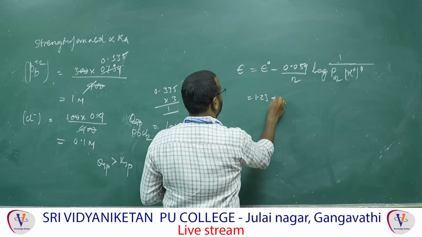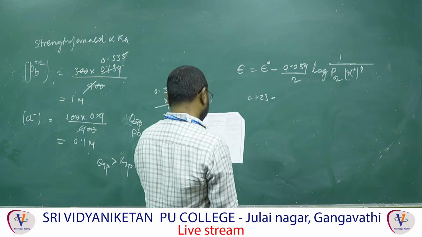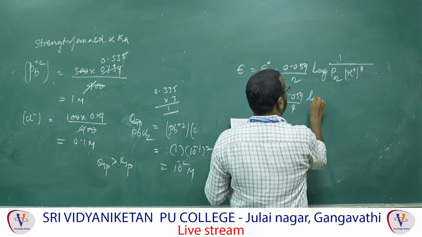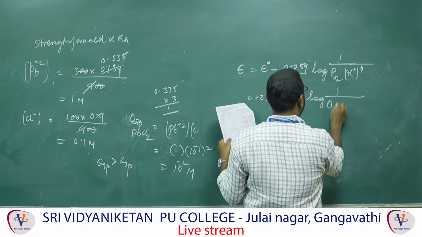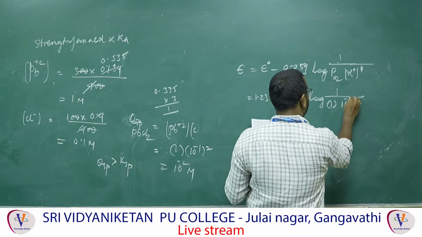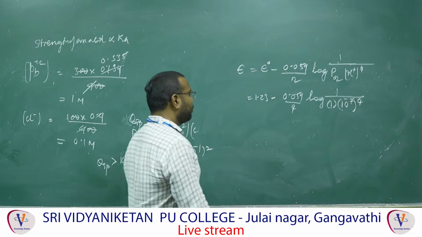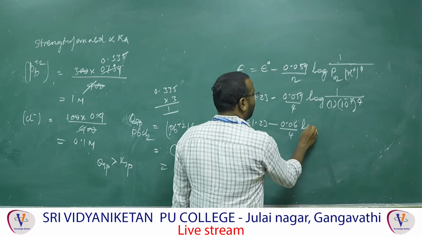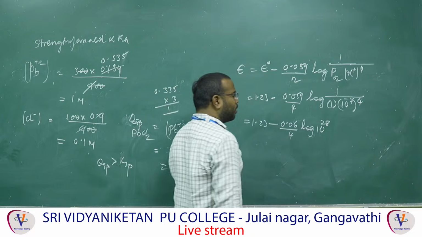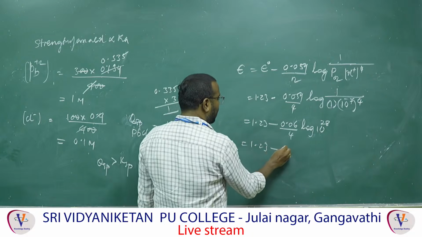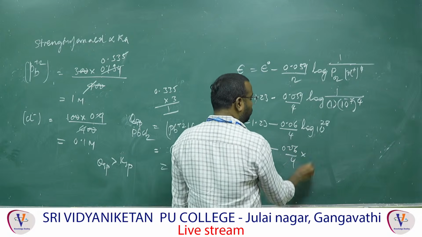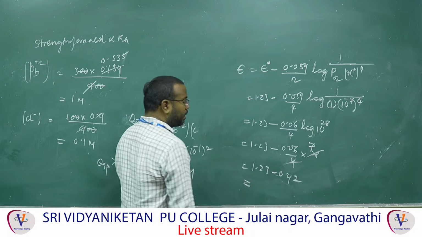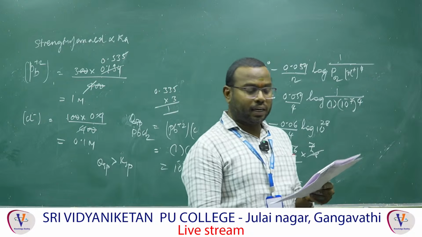The E naught value is 1.23 minus 0.059, there are 4 electrons involved in the question, log 1 by pressure, which is 1 atmosphere, concentration of H plus is 10 to the power minus 7, to the power 4. When we have this, 1.23 minus 0.06 by 4, log 10 power 28 is what we get. Then 1.23 minus 0.06 by 4 into 28, that is 7 times here. 1.23 minus 0.42. If you simplify that, you'll get option 2 as the correct answer.